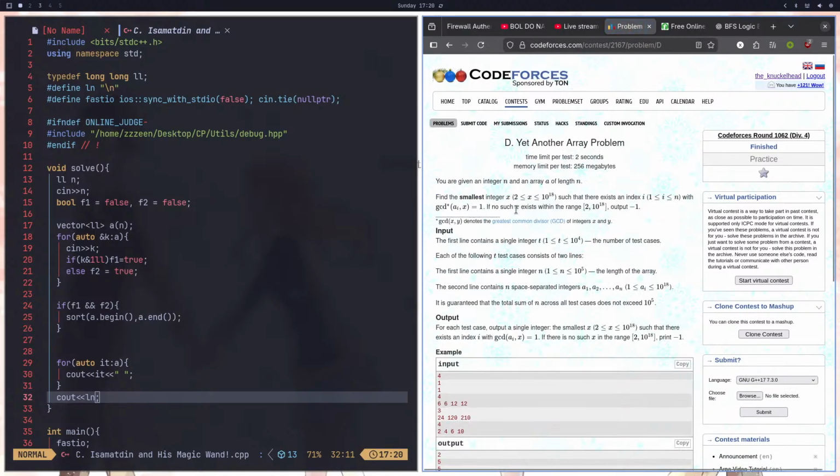Okay, happy new year. Here another array problem. You are given an integer n, an array of length n. Find the smallest integer x. x 1 से 1e18 के बीच में होना चाहिए, such that there exists an integer i with GCD of ai comma x equal to 1.